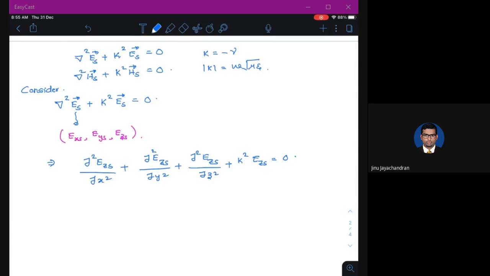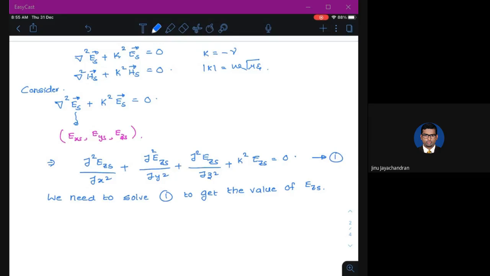Okay. Now we want to solve this equation, and we want to get the value of EZX. So we need to solve, let me mark it as equation number 1, to get the value of EZX. Now, how will you solve this equation?